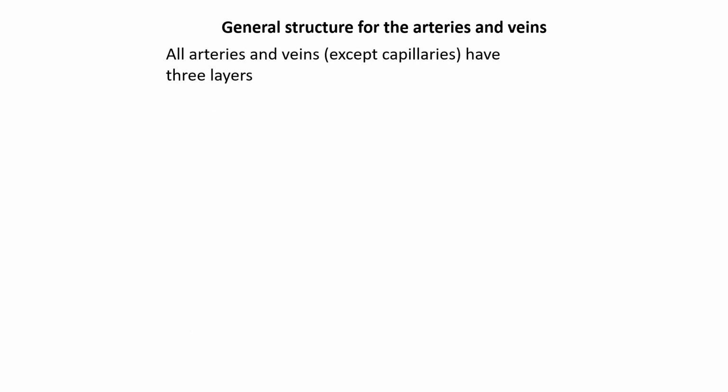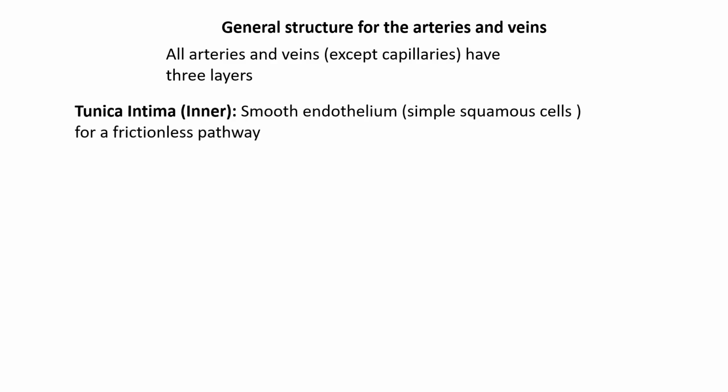General structure for the arteries and the veins. All arteries and veins except the capillaries have 3 layers. What are these layers? The first one is tunica intima, small endothelium containing simple squamous cells. This is a picture of a simple squamous cell for a frictionless pathway.